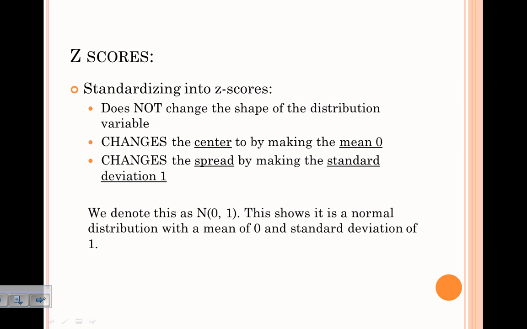All right, so z-scores, they will always make the center have a mean of 0. And they will always make the spread, or the standard deviation, be 1. This is highly important. Mark this, highlight this. The way we can denote this is like this guy. It goes mean, standard deviation. Okay, we have a normal distribution.